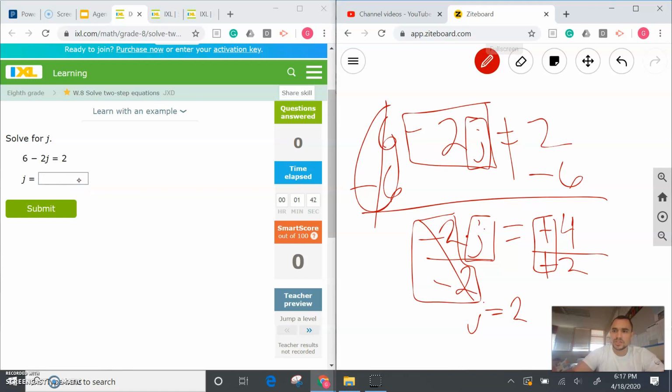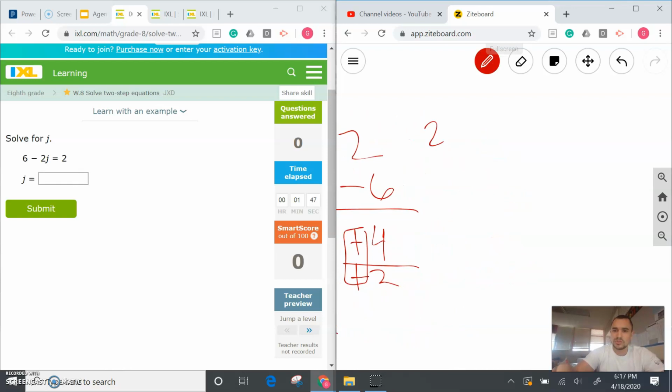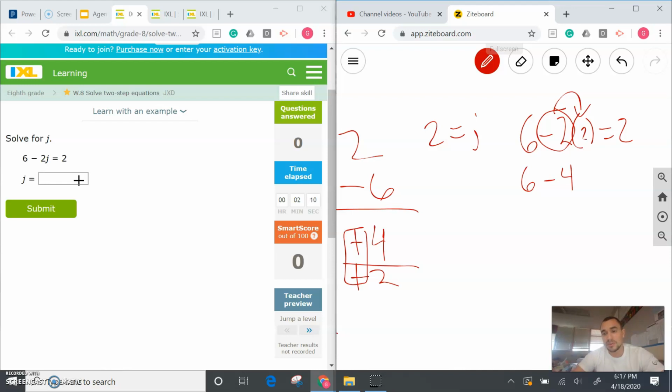And if you ever want to double check your work, you can by doing so here. You can take your answer. So j equals 2. So you have 6 minus 2 times 2 equals 2. So 6 minus 4. This needs to be multiplied. I see too many times people doing 6 minus 2 first, and that's not going to be right, because if you do that, you get 4, and then 4 times 2 is 8, and that doesn't equal 2. But if you look here, 6 minus 4 does equal 2, so then 2 equals 2.